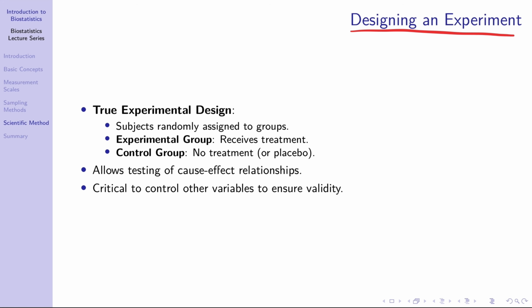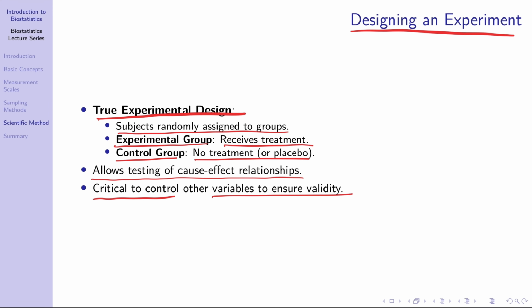So how do we design an experiment? There is the true experimental design, where subjects are randomly assigned to different groups. We have an experimental group, which generally receives treatment, and a control group, where there is no treatment or generally a placebo is given. This allows for testing of cause and effect relationships, and it is critical to control other variables to ensure validity.